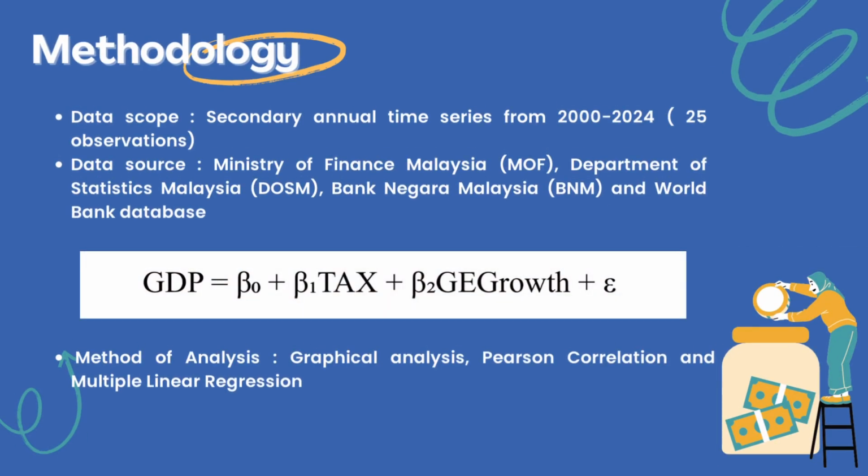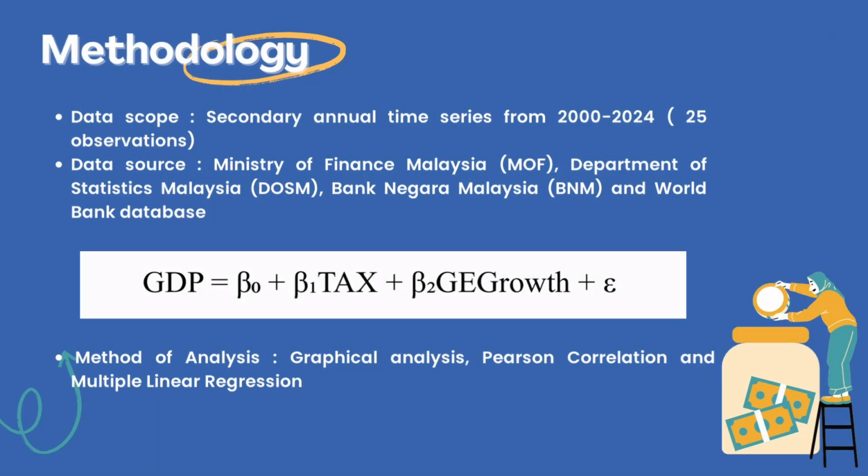This study uses secondary annual time series data consisting of 25 observations from 2000 to 2024. The data were collected from the Ministry of Finance Malaysia, the Department of Statistics Malaysia, Bank Negara Malaysia, and the World Bank. We applied graphical analysis, Pearson correlation, and multiple linear regression to examine the relationships among the variables.